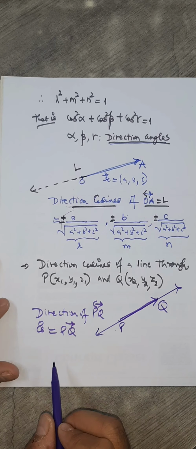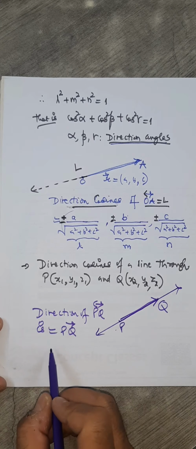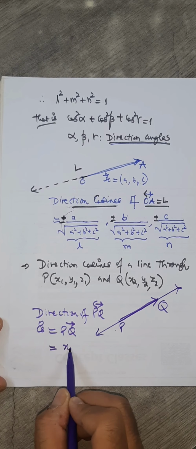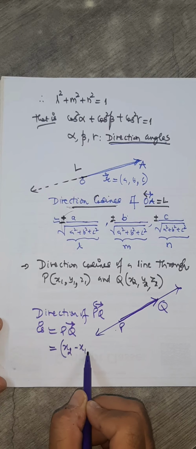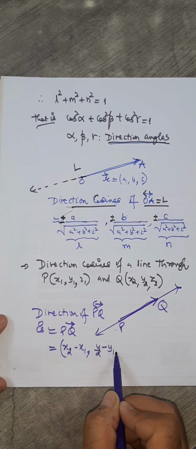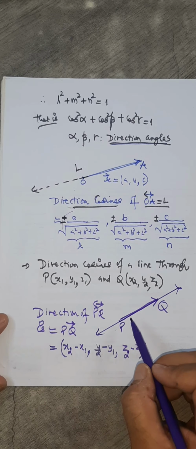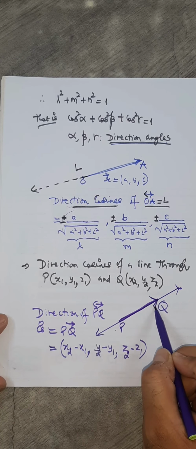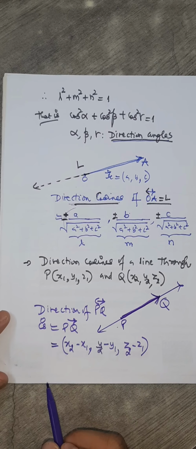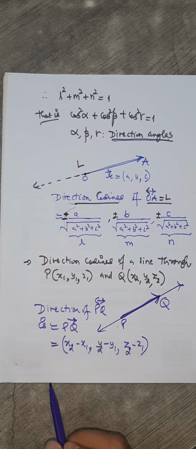Now you know how to write the position vector of the vector PQ. That is Q minus P. So how do I write the components here? x2 minus x1, comma, y2 minus y1, comma, z2 minus z1. Right? How I have chosen the direction of this line? That is vector PQ. You could have taken QP also, remember. That's not important. Direction cosines remain same.